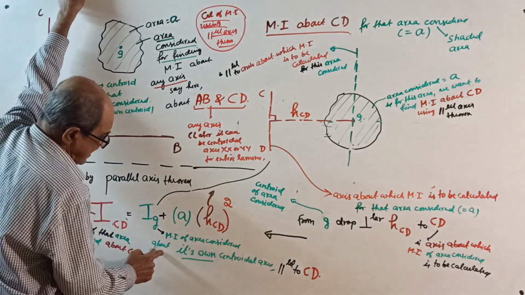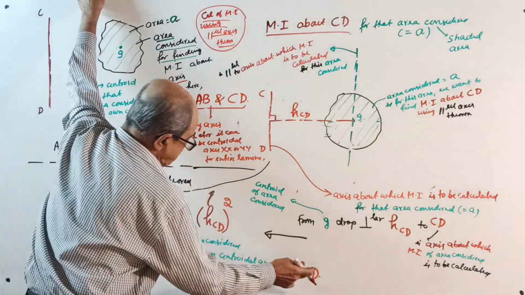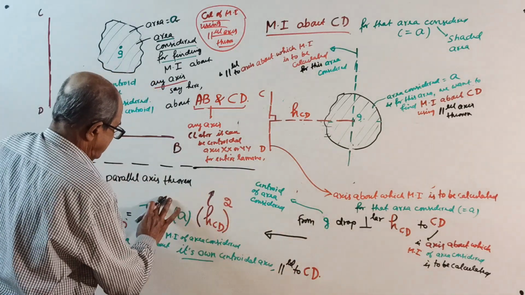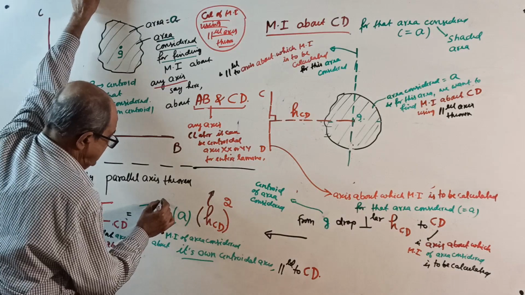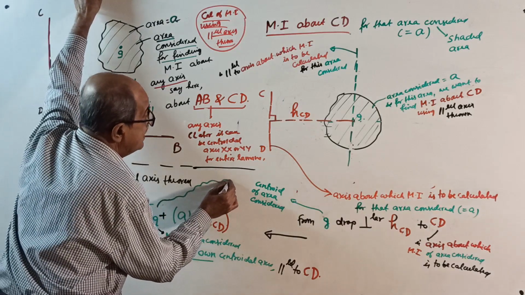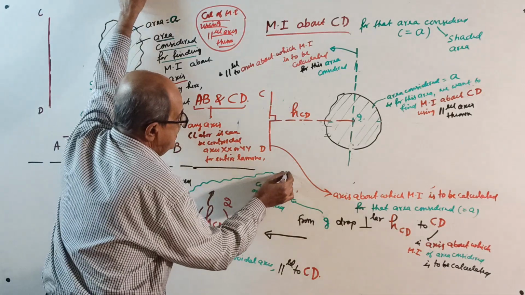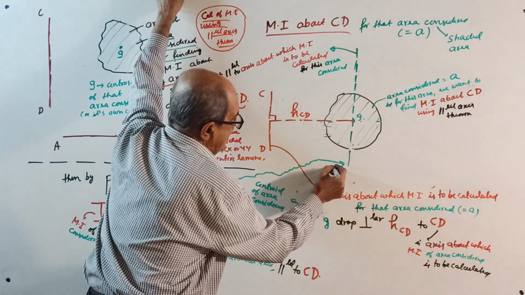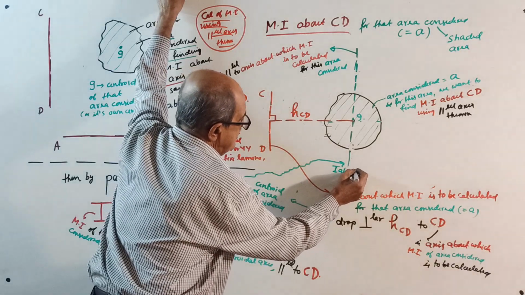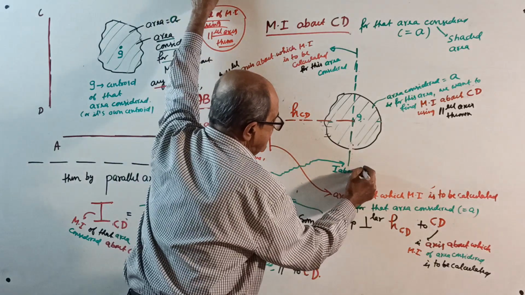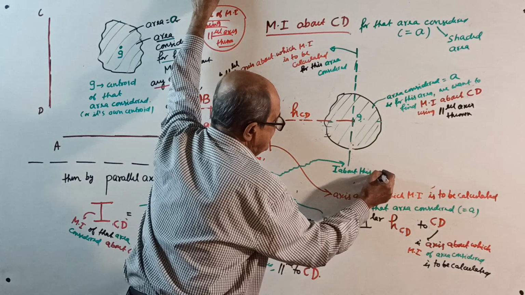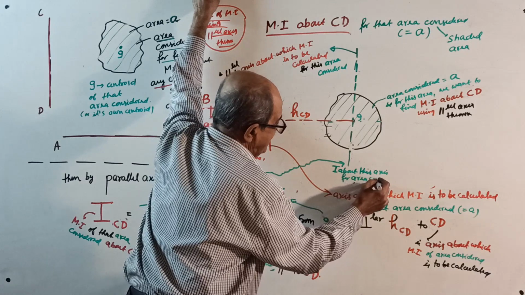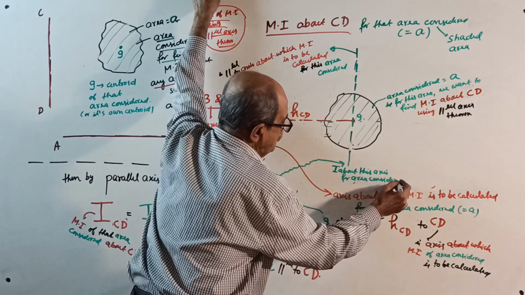the area considered about its own centroidal axis parallel to CD. Or you can do one thing, you can write here. See, that is, this IG is, you can write here. See, I will go this way. It is I about this axis for the area considered. Furthermore, I can't give more clarity. Area considered, to make it more clear.